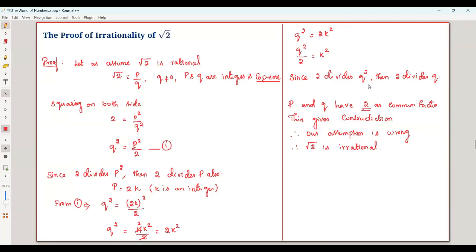From this, what we can say is p and q are having 2 as a common factor. Actually, in the beginning, we have taken p and q as co-prime, the common factor only 1. But here we have proven 2 is also a common factor. Therefore, this is giving a contradiction. Our assumption is wrong. So, root 2 is irrational.